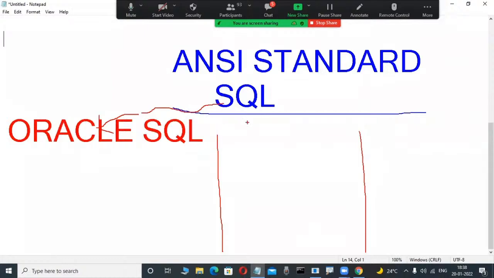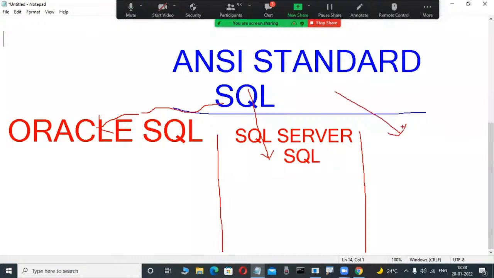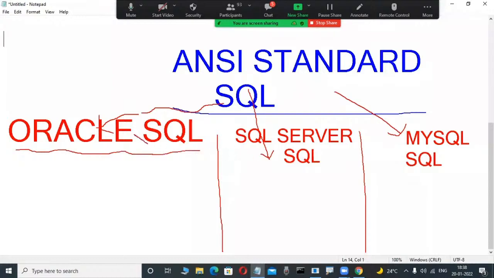That is something many people don't know. Again, observe here, SQL Server, a Microsoft product, created their own SQL from this ANSI standard SQL that is called SQL Server SQL. Again, MySQL created their own SQL language from this ANSI standard that is called MySQL SQL. That's why in our class we are learning Oracle SQL.